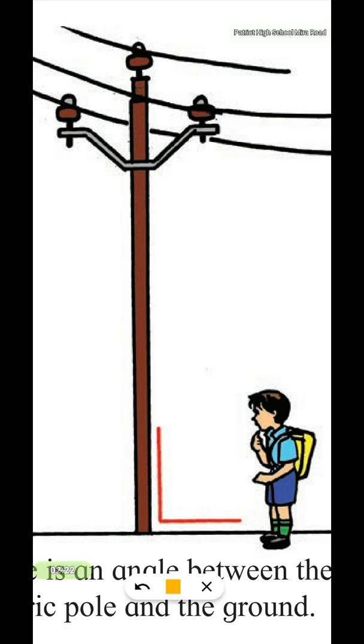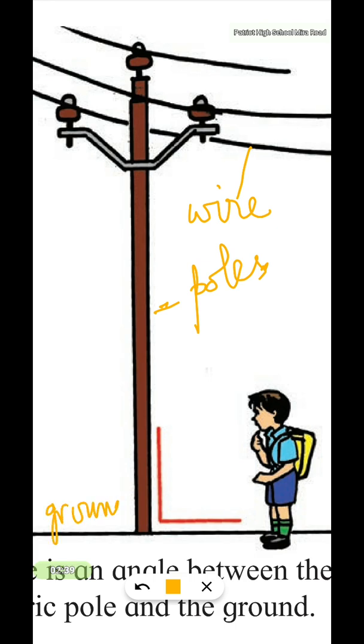This is the electric pole. These are the wires going. This is the pole, the electric pole. This is the ground. So the electric pole makes an angle of 90 degrees, or a right angle, with the ground.